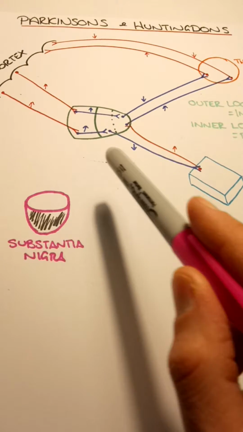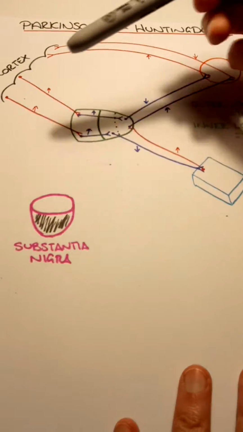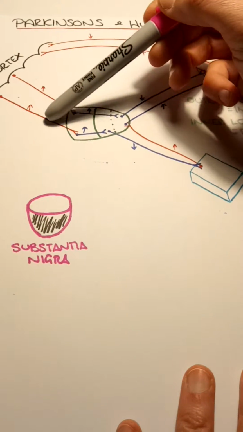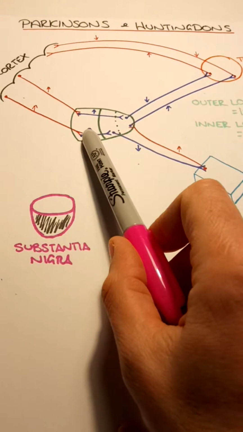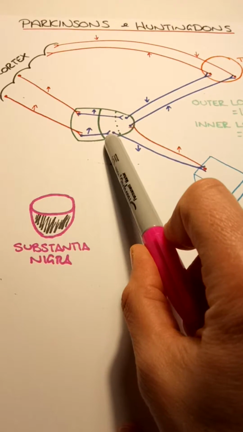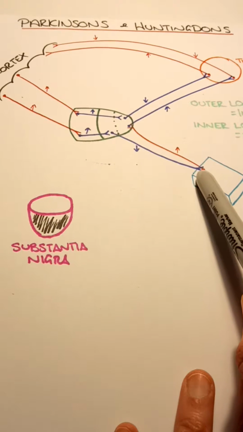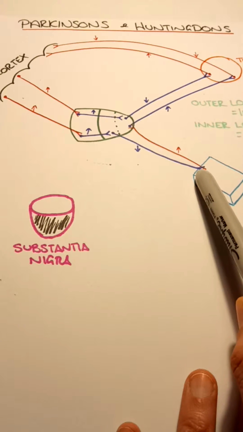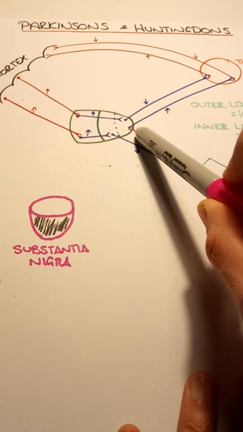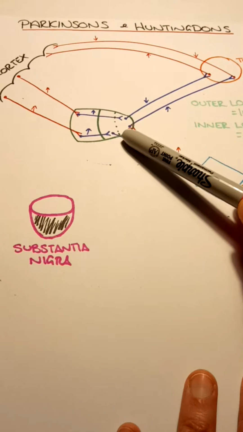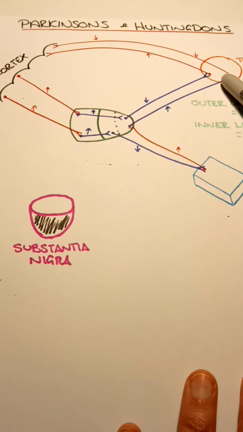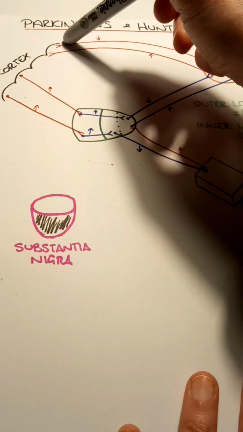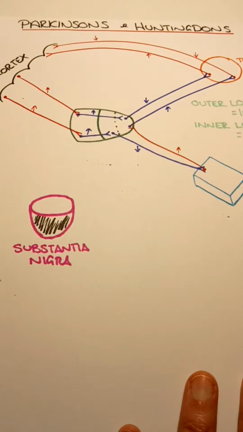Okay, so the outer loop here is the indirect pathway. Coming in from the cortex into the putamen, over to the globus pallidus externus, down to the subthalamic nucleus, back to the globus pallidus internus, over to the thalamus where it is telling it, hey, hold your horses, and then inhibitory messages are sent to the cortex. So we're looking at less movement: indirect pathway, less movement.